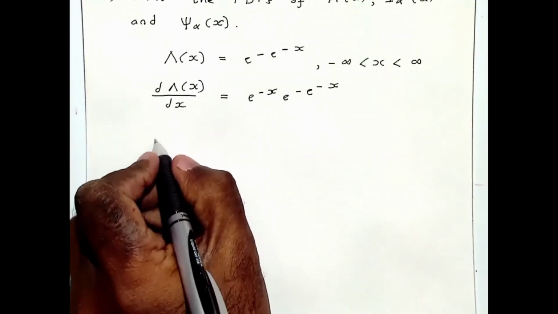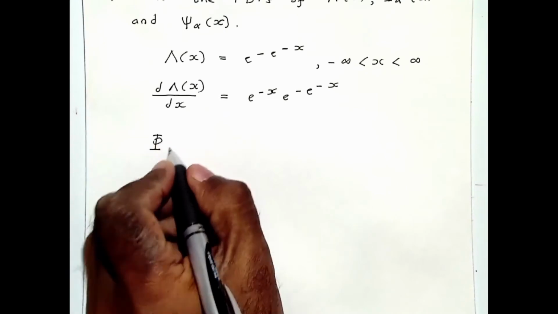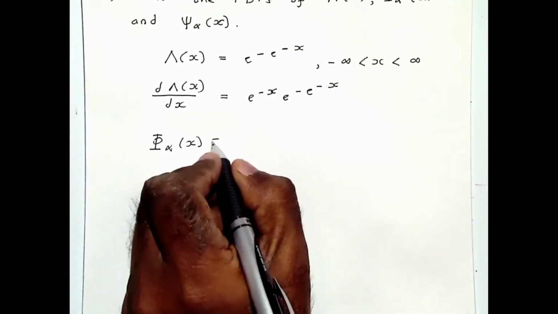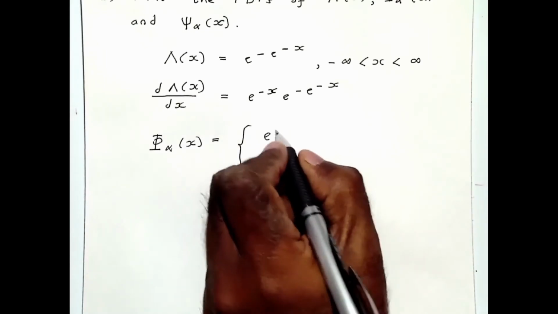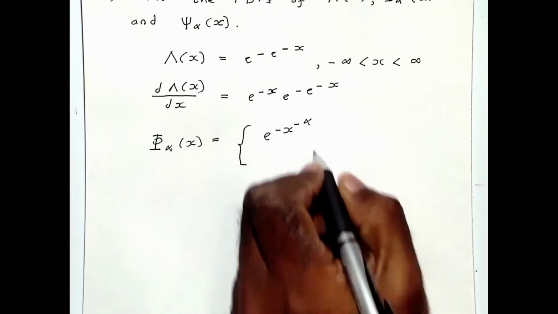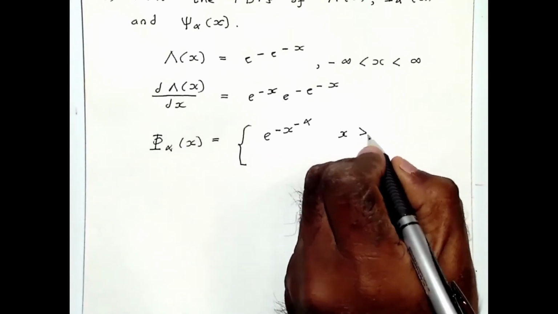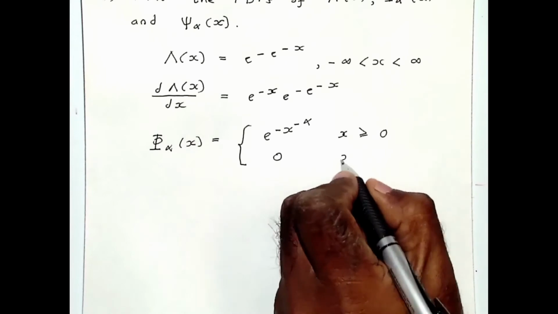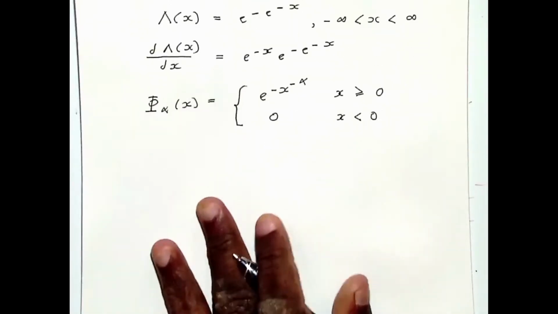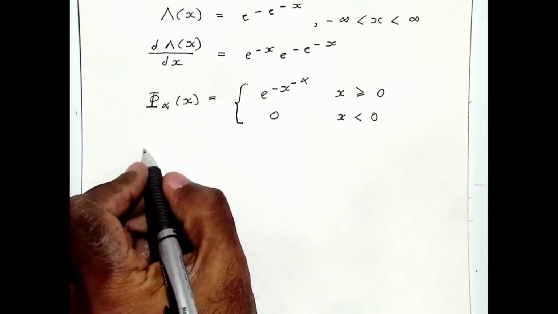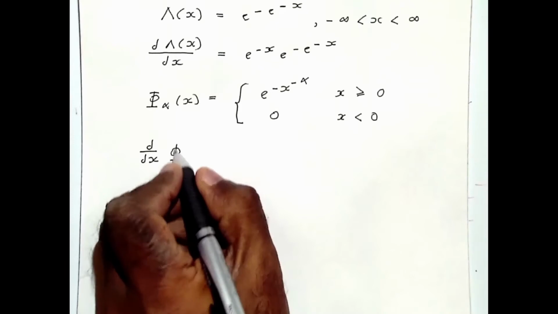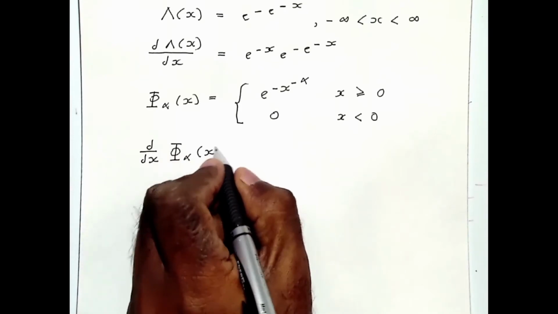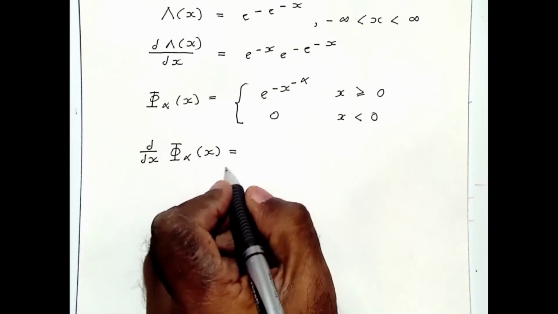Alright, and the Fréchet CDF is given by this. Now you should differentiate this with respect to x. You will get the following.